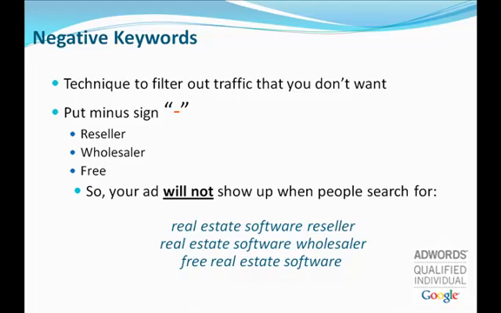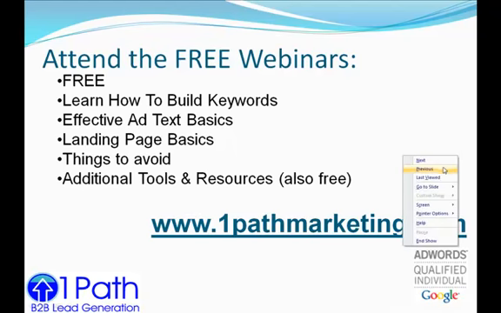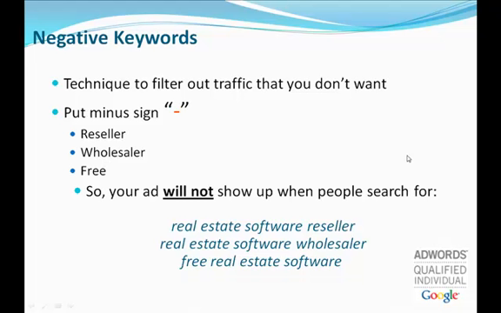So to do that, in your list of keywords when you're building out your campaign in Google AdWords, you just add a negative. At the bottom of the list, you add negative signs and you add all these negative keywords in here. So in this case, we won't be paying for real estate software reseller, real estate software wholesaler, and free real estate software.